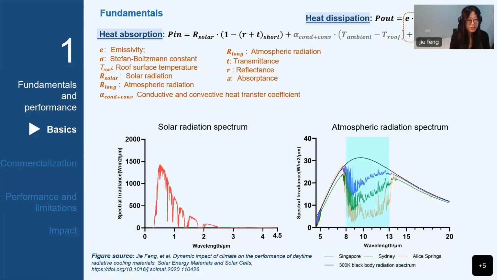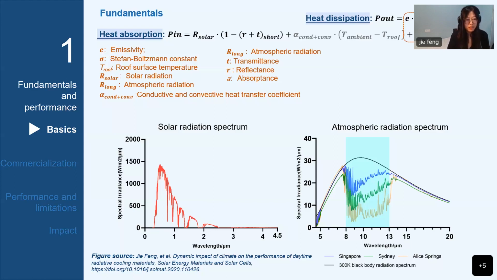We'll start with the fundamentals. For a roof in summer, apart from the non-radiative heat exchange with the surroundings, you can see this gray part, it also absorbs heat from the following sources. First, solar radiation, and second, the long-wave radiation coming from the atmosphere. And heat dissipation is mainly through the thermal emission coming out from the material. And according to Kirchhoff's law of thermal radiation, in thermodynamic equilibrium, emissivity equals the absorptance. And this is the fundamental knowledge.